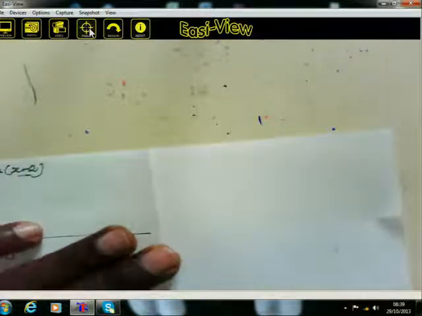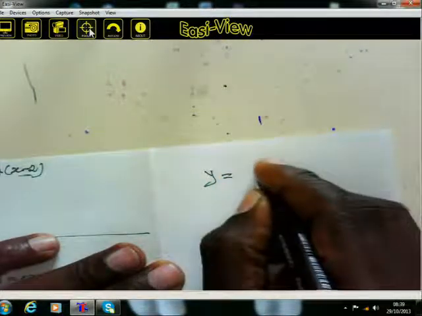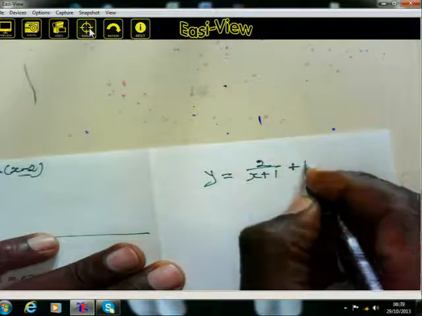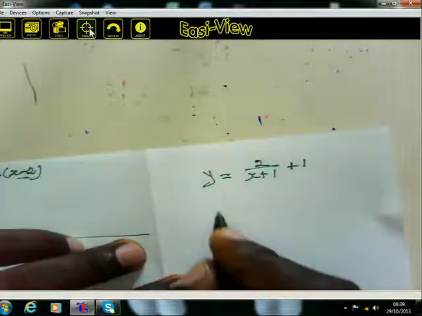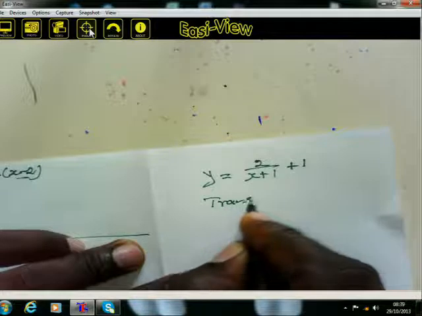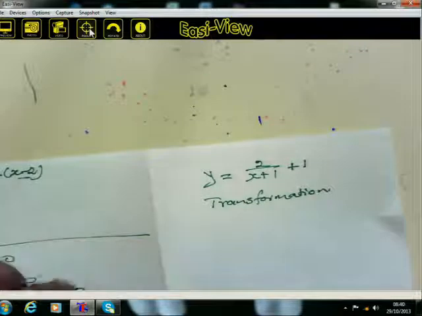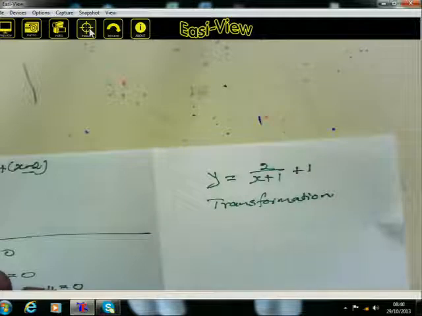One other thing about the hyperbola or about the functions that you must know. I'm going to take a simple one. Let me take 2 over x plus 1, plus 1. There are lots of questions that can be asked on this one except what we have done. There can be a transformation that is going to be asked in all the graphs, including this graph. So let me touch a little bit on transformation.